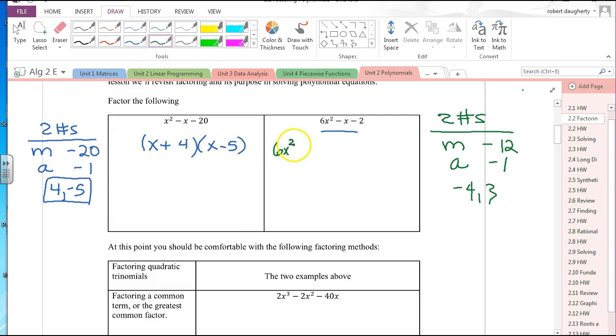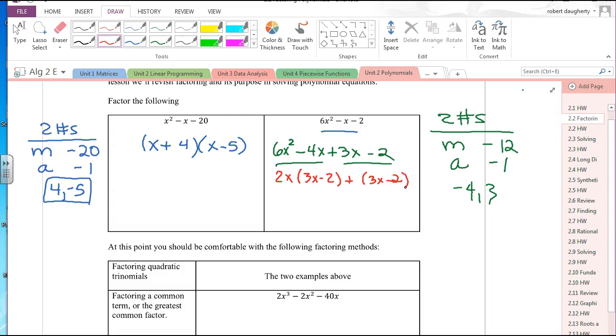Yeah, 6x squared minus 4x plus 3x, because I'm going to have to factor this by grouping. That means I'm going to look at the first two terms and the second two terms. What do the first two terms have in common? Yeah, 2x, and I'm left with 3x minus 2, plus 3x minus 2. Now both of these terms have what in them? 3x minus 2. What's the final answer here? 2x plus 1, 3x minus 2.